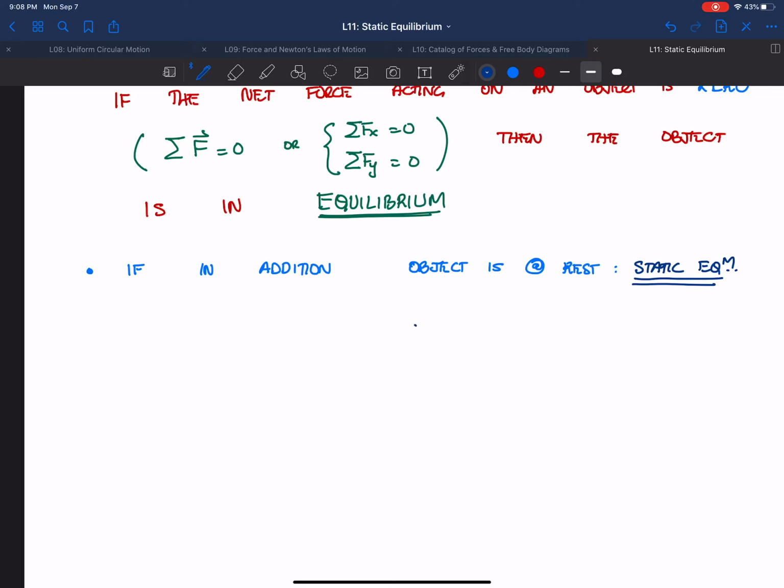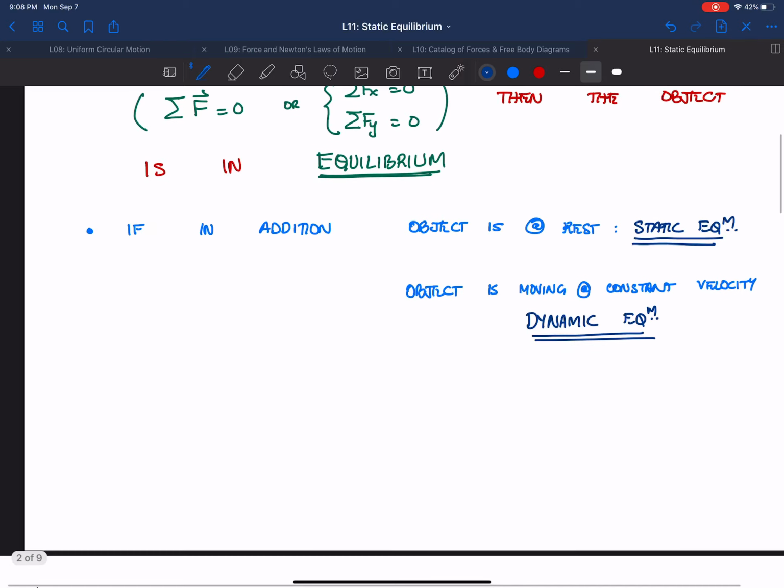On the other hand, if the object is moving at a constant velocity, obviously it cannot be accelerating because the net force is 0, then we call that situation a dynamic equilibrium. So static is if in addition the object is at rest. Dynamic is if it is moving, but of course it could only be moving at a constant velocity.